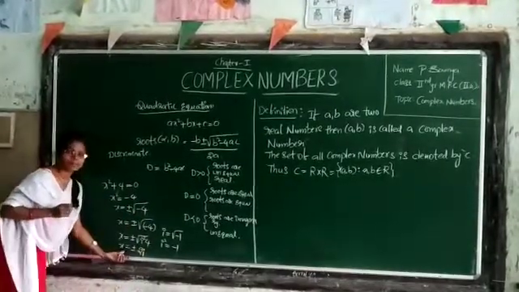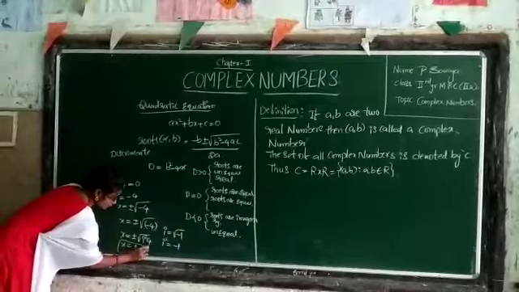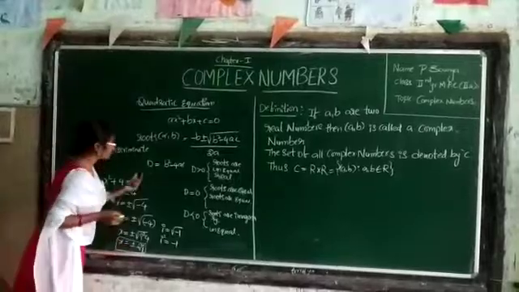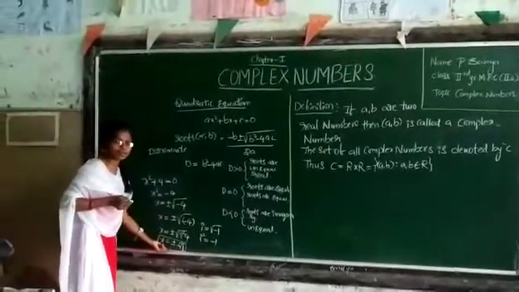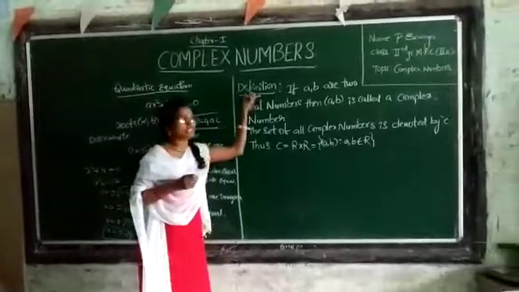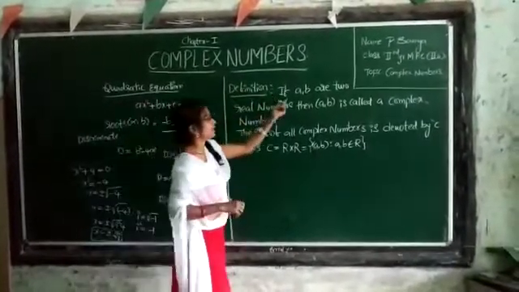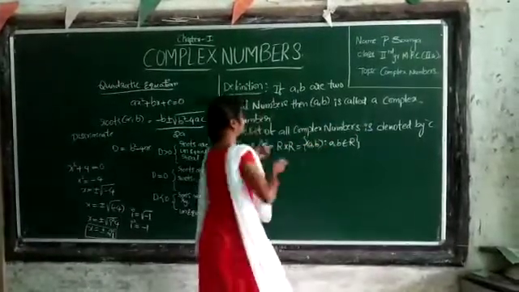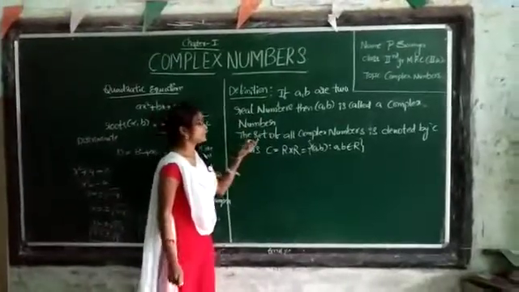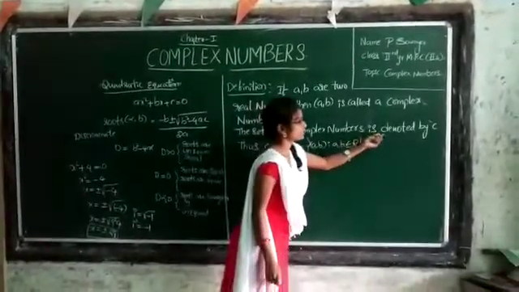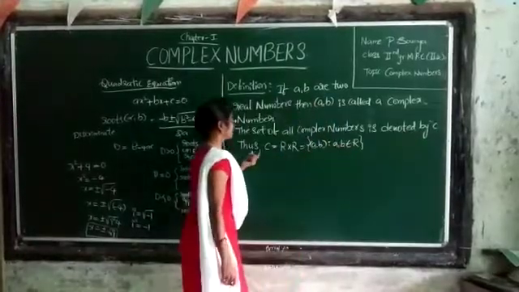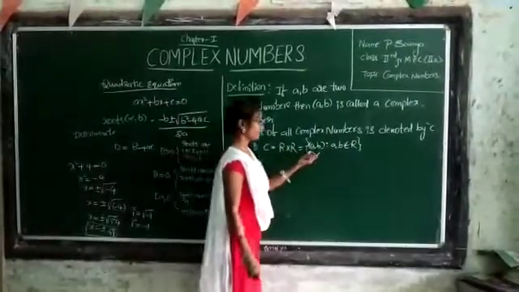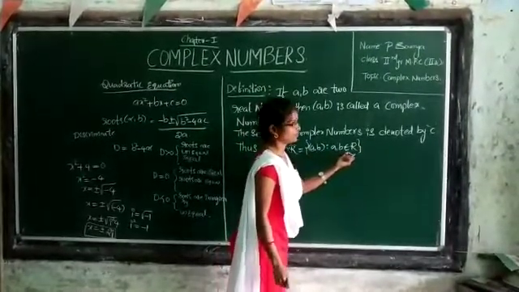So this consideration is called what? This is called a complex number. By using this equation, we can find the complex number. What is the definition of a complex number? Here a, b are two real numbers. Then (a, b) is called a complex number. The set of all complex numbers is denoted by the letter C. Here C equals R cross R, where R is nothing but real, (a, b) such that a, b belong to real numbers.